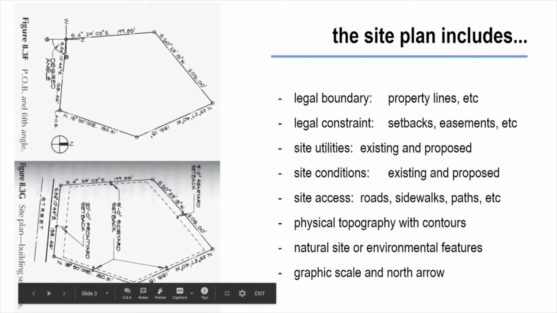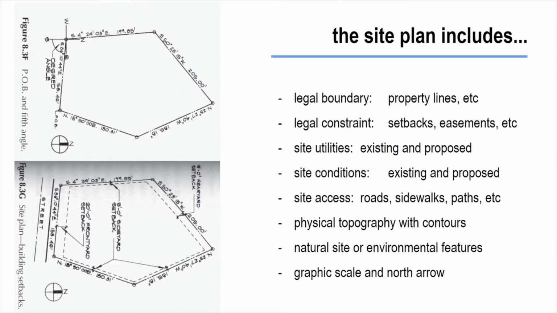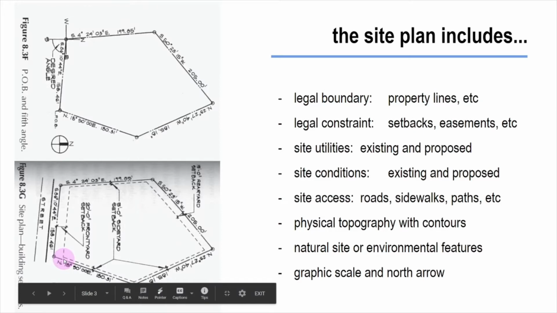So as a review again, that site plan has our property lines, which is the legal boundary of your site, and then any constraints like setbacks and easements. And so your setbacks then are the land that you're allowed to build within, and it doesn't necessarily have to be even on each side of the property.